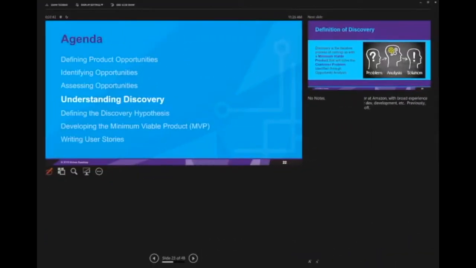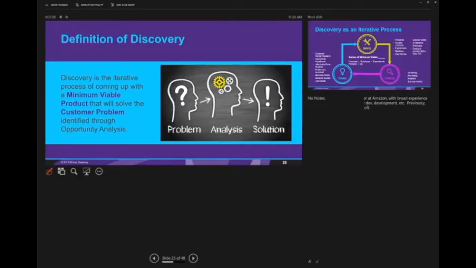So what is discovery? Discovery is an iterative process of experimentation where you convert an opportunity hypothesis into an MVP, a minimum viable product. The minimum viable product is a solution to the customer problem that we've identified in the opportunity assessment. So if you look at the idea of discovery, discovery is a process of iterative learning, right?